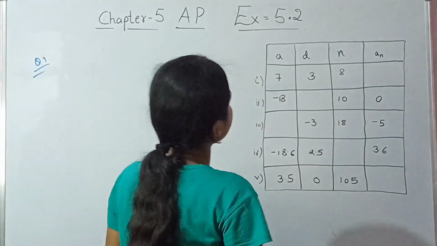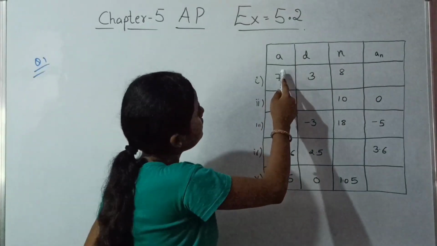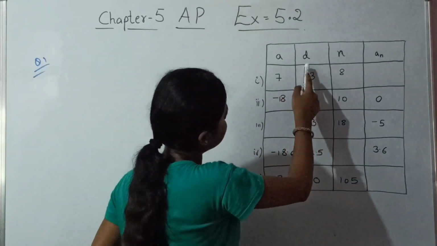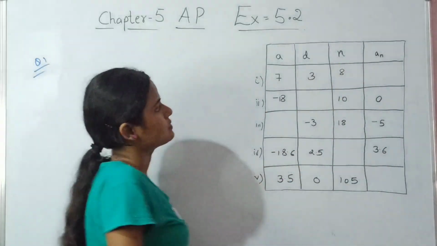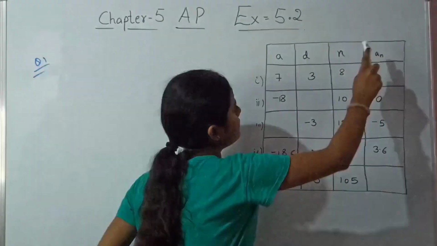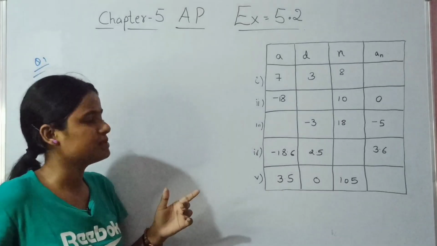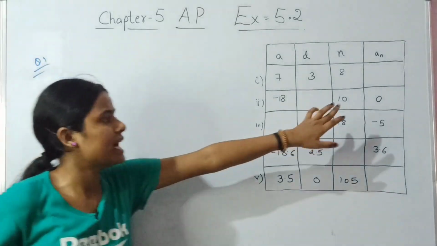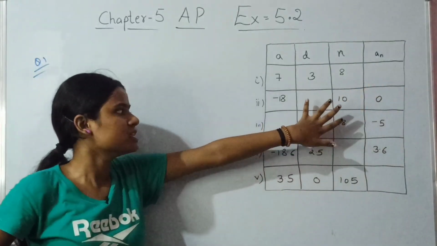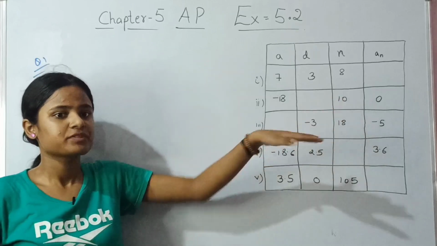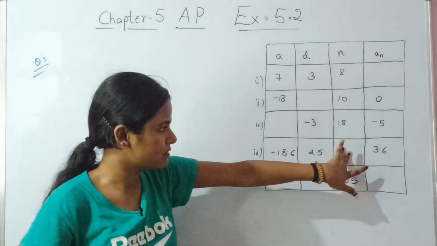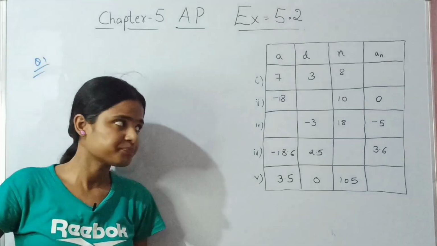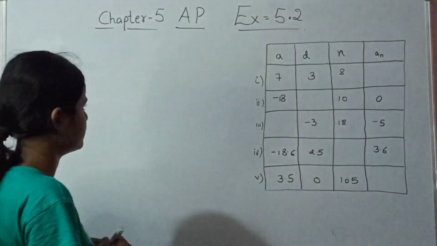So here you can see this box. In this box, first term is given to you, common difference is given to you, n means number of terms is given to you, and nth term is given to you. In some questions the nth term is missing, and in some questions the common difference is missing. So this way you have to find the missing values. Whatever value is not given, you have to find that. Okay, so let's begin with the first question.